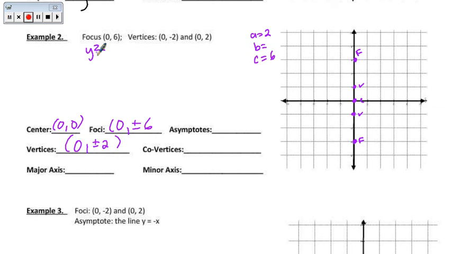This is going to be a y squared hyperbola here. So y squared minus x squared is equal to 1. I know my a value is 2, so that's going to be a 4. Let's go ahead and get that b value.